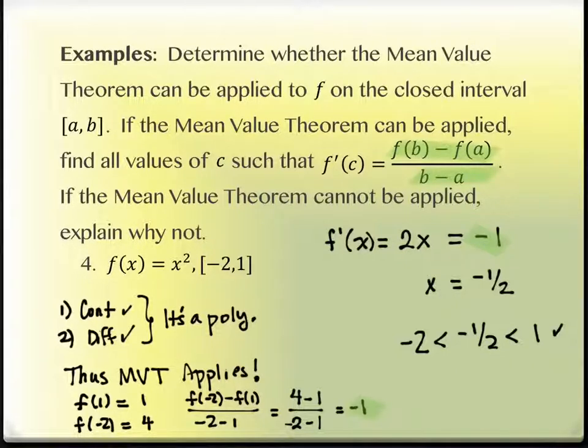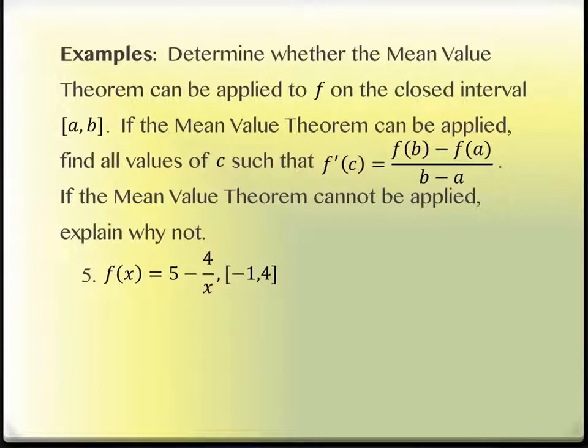One more problem, same directions. All right. This question has a function f of x equals 5 minus 4 over x. What kind of function is it? It's rational. And sometimes rational functions work, and sometimes they don't. It depends on the interval, right?